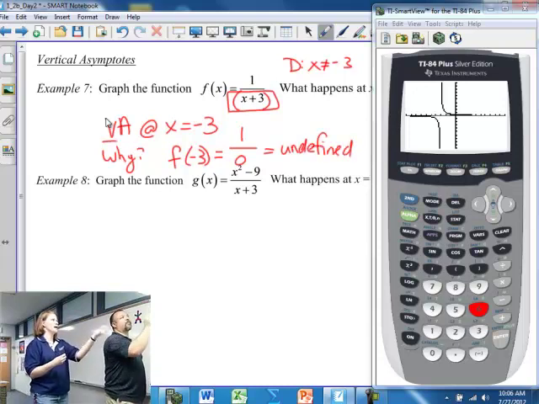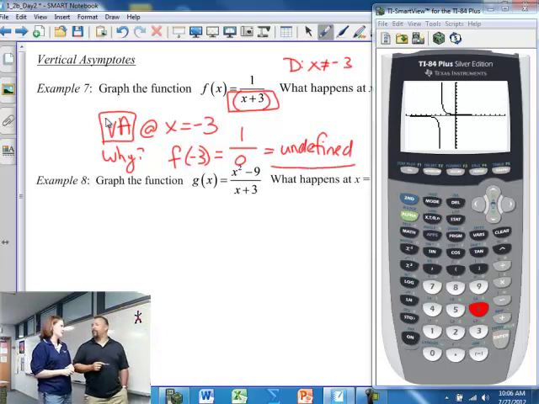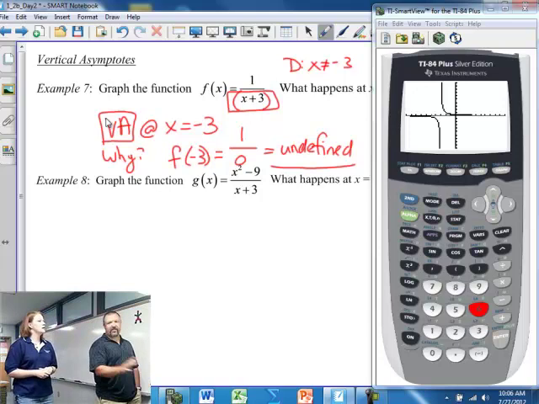So vertical asymptotes happen because you take something in the numerator that's not 0 and try to divide by 0 in the denominator. Okay.